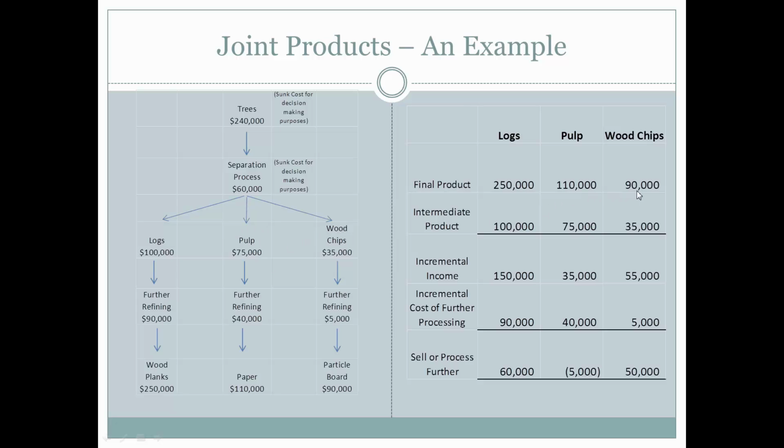Now let's look at the wood chips. Particle board would sell for $90,000, the wood chips for $35,000. The incremental income that we can get by processing it all the way down to the part where we have a product of particle boards would be $55,000. It cost us $5,000 additional in order to earn the additional $55,000. So, deducting the costs from the incremental income, we would determine that $50,000 was there to be made if we had processed the wood chips further. And in that instance, we would go ahead and process the wood chips further.